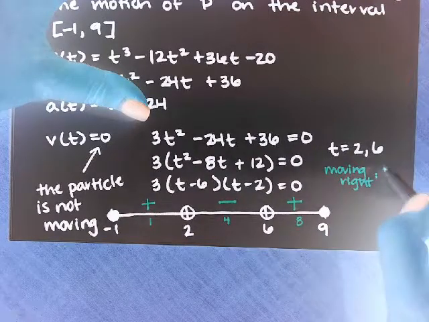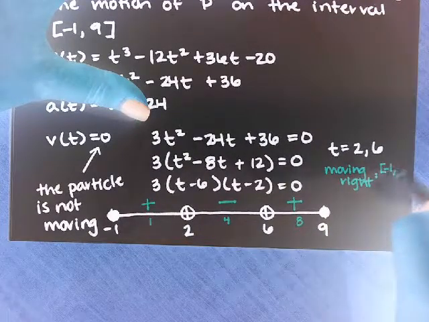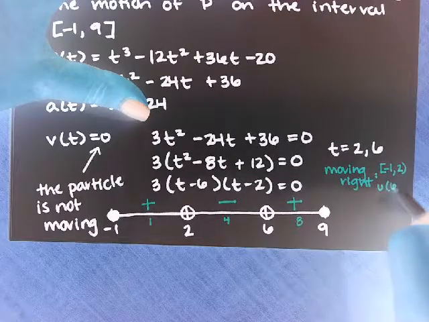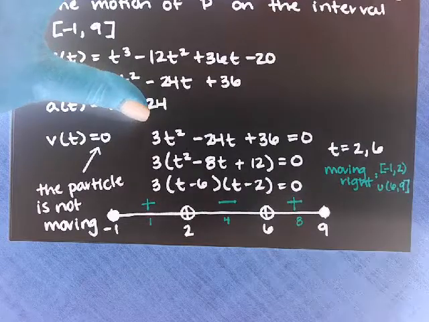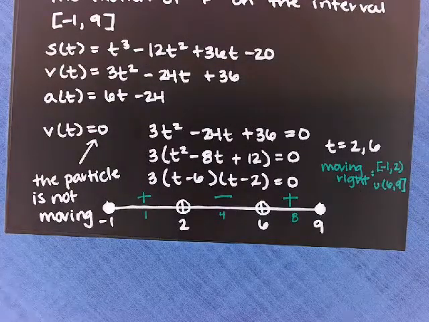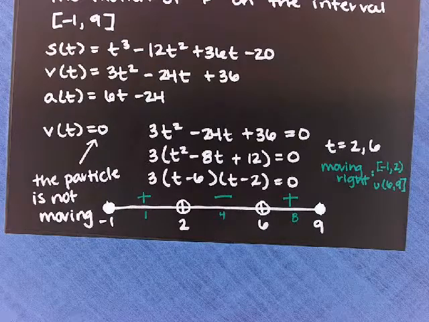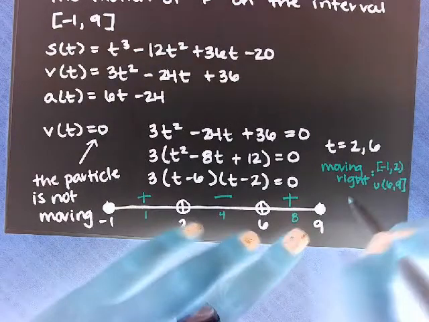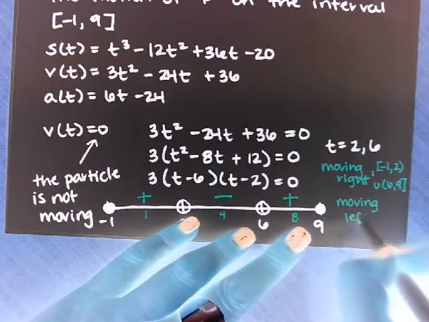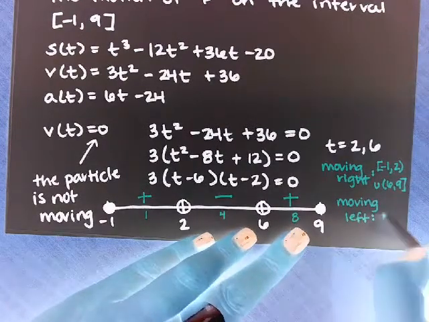And we'll say from -1 to 2. Why do I put the U there? Yeah, it's 2 different answers. I have to use both of them. So the U tells me one and the other. It means union, one and the other at the same time. Moving left is from 2 to 6.